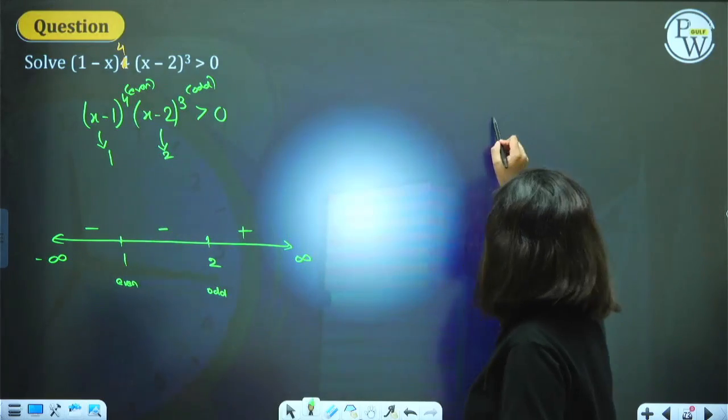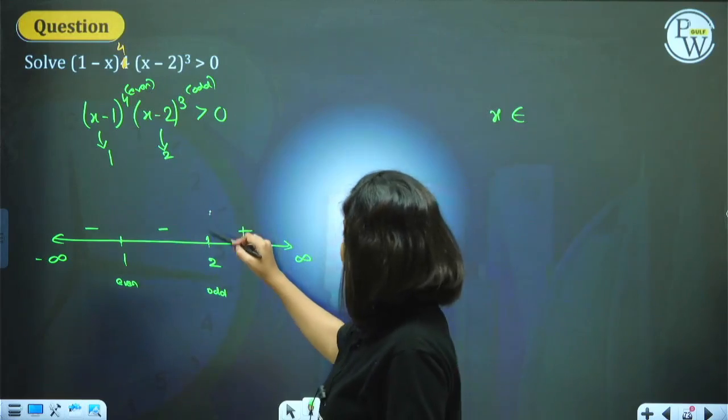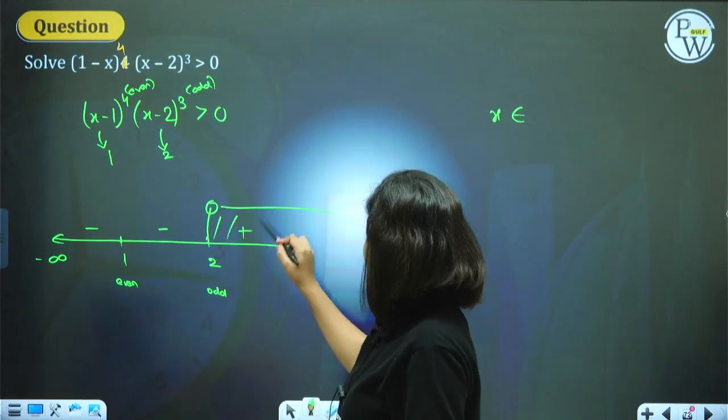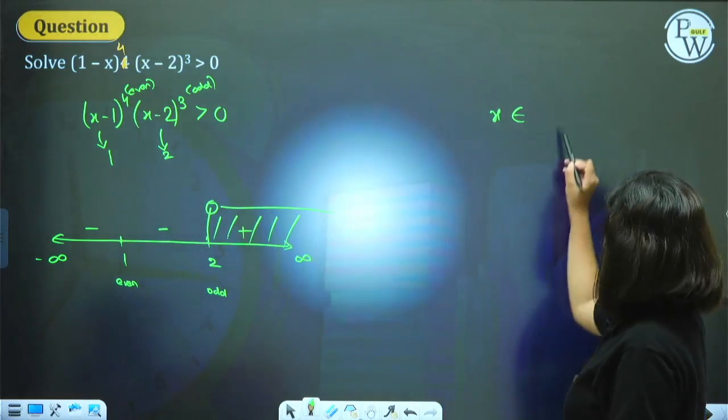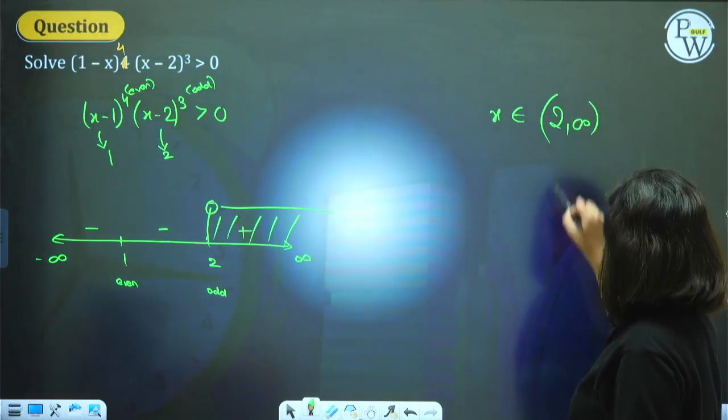Final answer is greater than 0. This is the only region greater than 0. Positive region, 2 to infinity. Done. Question is solved.